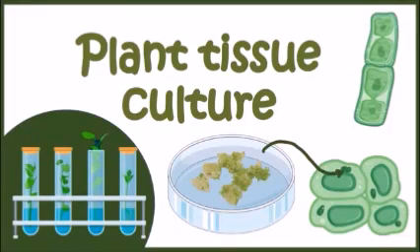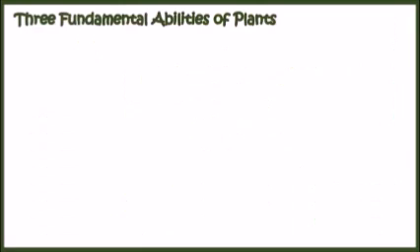Plant tissue culture is a method by which plant cells can be cultured artificially in order to grow plants or plant organs. So this is an overview. Before we move on to plant tissue culture technique, we should understand three fundamental abilities of a plant cell which makes it possible to culture in vitro.